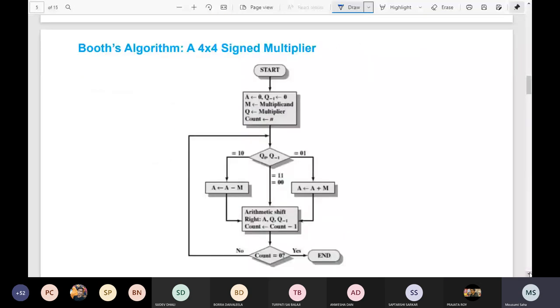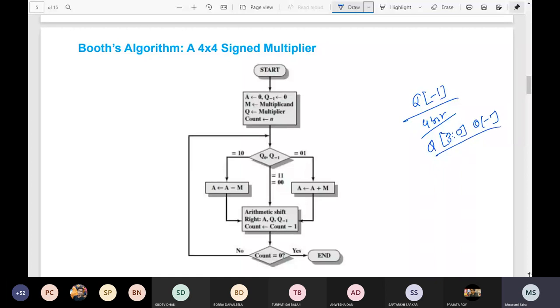What has happened, the same operation here is considered another extra bit, that is Q-1. So the multiplier is normally 4-bit, so you can consider Q3 to Q0. Suppose you have another bit, that is Q-1. So in total you will have 5 bits. Now always you check Q0 and Q-1.